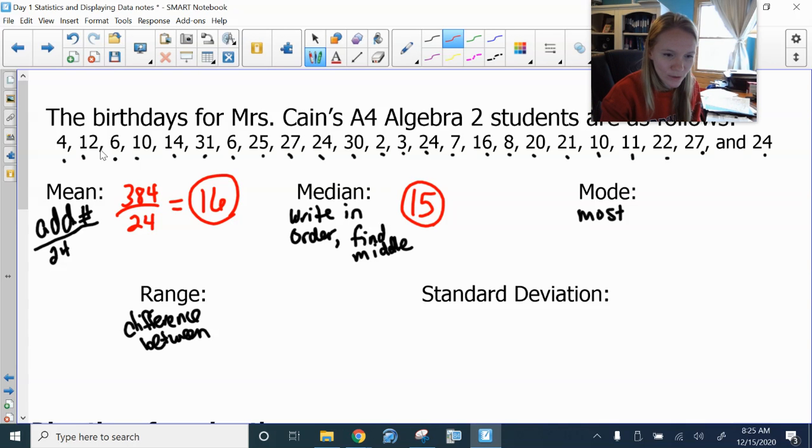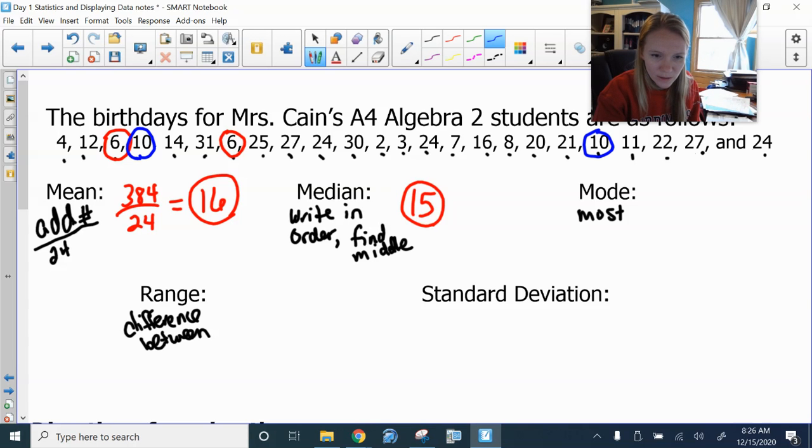So let's see here. I've got 4, 12, 6, 10, 14, 31. So I can see I have a 6 here, I have a 6 here, and a 7. I think the 6 is the one that comes up the most often, but I'm going to double check. I see a 10. Any other 10s? There's a 10. Just trying to see if there's something else.